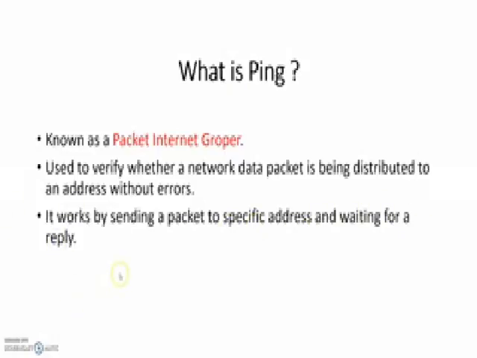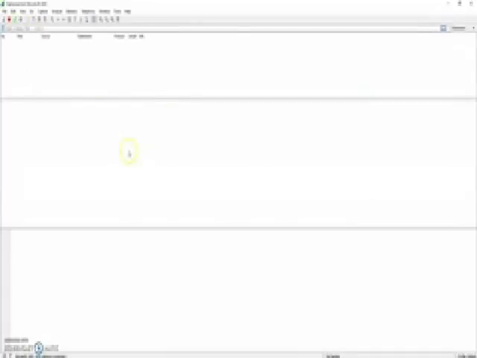Now I will show you how to ping by using Wireshark. First of all, open the application. Then choose what we want to capture. I choose Wi-Fi because I want to capture everything going out to the internet. So click here. Filter ICMP.